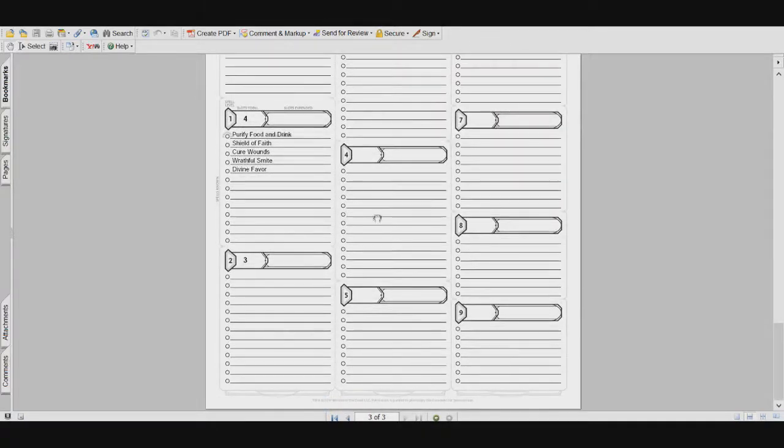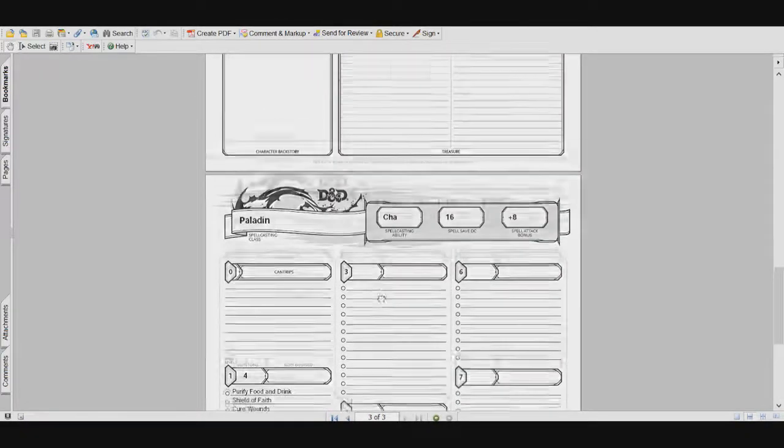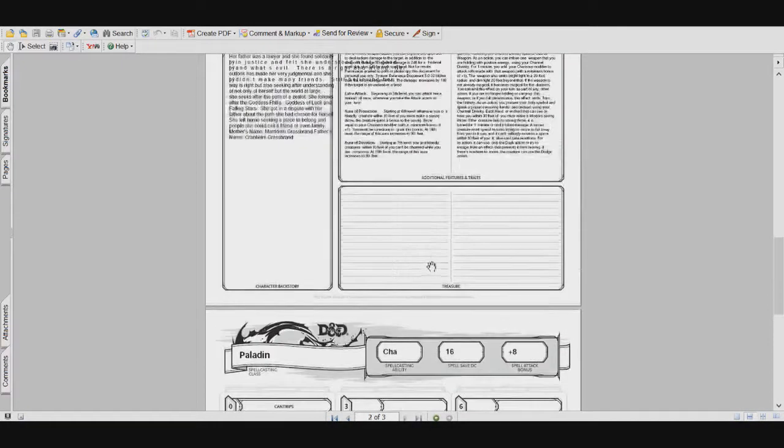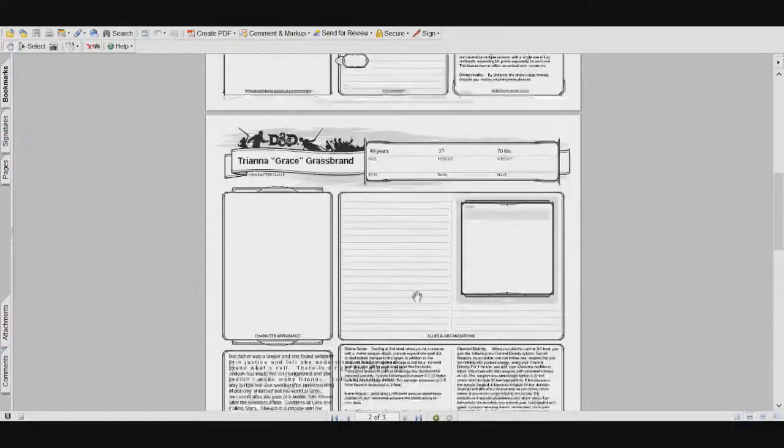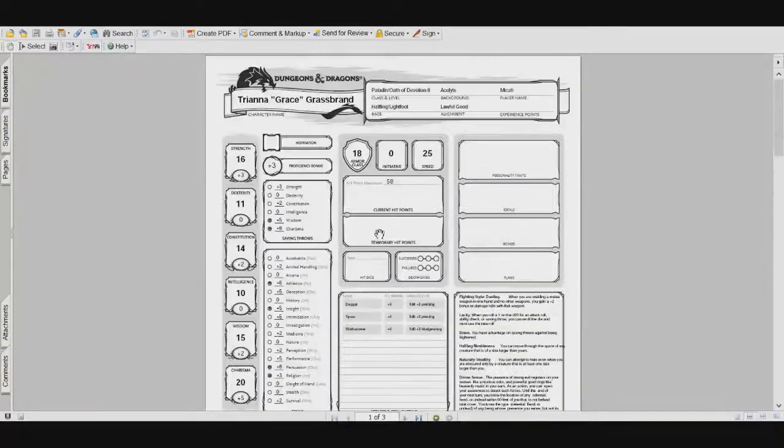So if you keep that in mind and remember those things, then you should be set in playing Dungeons & Dragons, honestly. Yeah. Have fun.